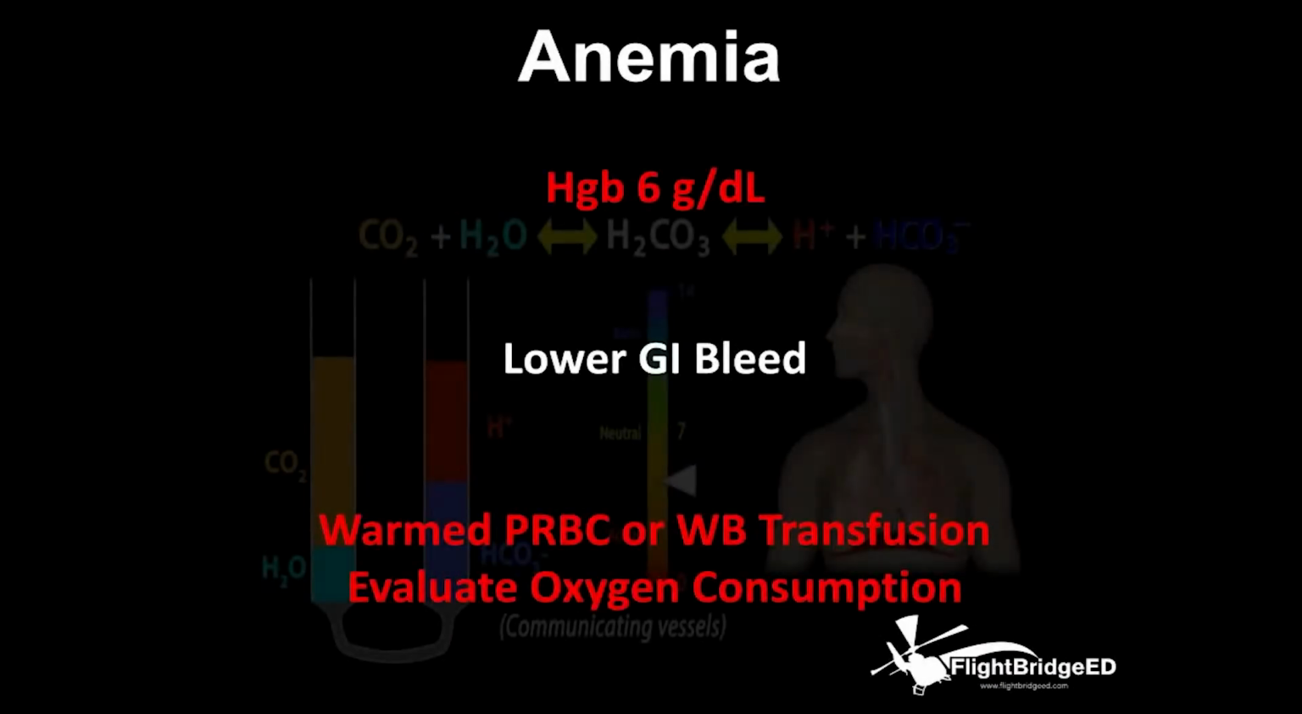As we saw in the initial presentation, the patient had a lower GI bleed, had blood in the stool. Hemoglobin of 6 grams per deciliter is definitely significant. We have to understand, though, the aspects of oxygen consumption. This patient definitely needs to be transfused. Type-specific packed red blood cell or whole blood transfusion would be optimal. But do we understand the consumption side?